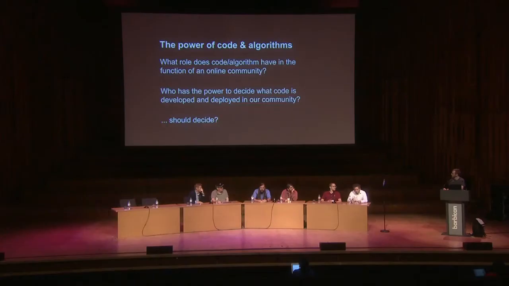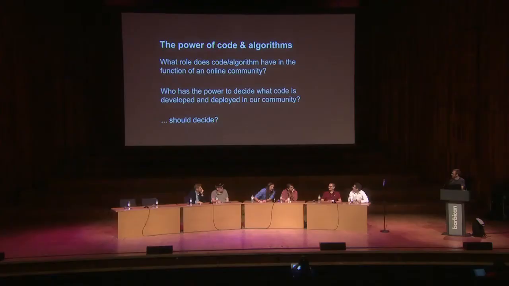So since it seems that there's agreement that it's at least interesting to intersect code and rules when we think about a system like an online community, and that this can have a dramatic effect on people's behavior and how they see the world, I want to move on to the question of who has the power to decide right now in communities that are like Wikipedia, and who should? Erik Moeller has the power.